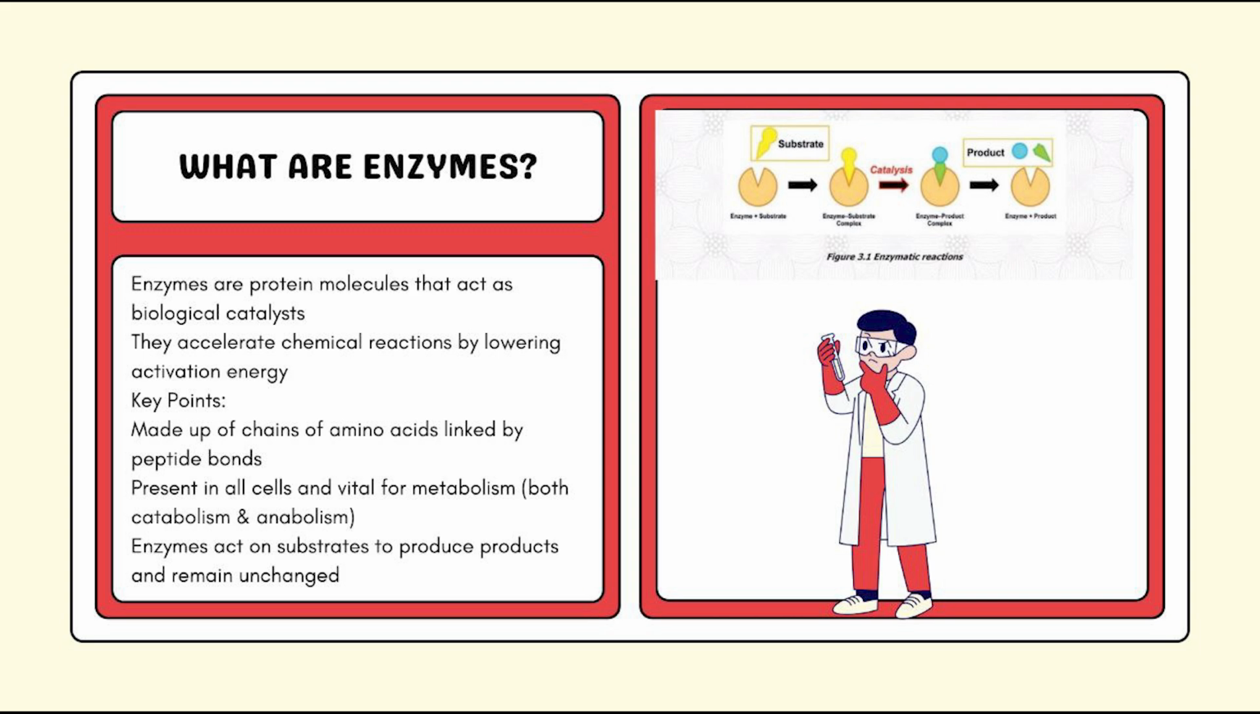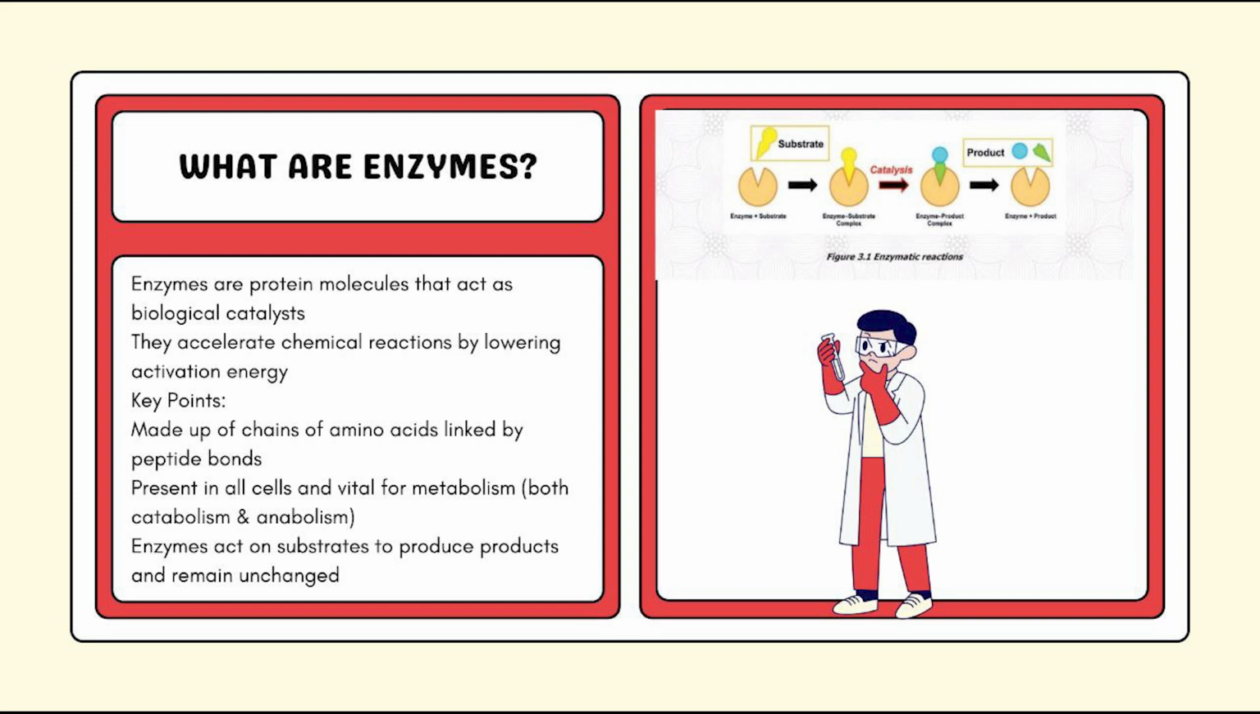They are found in every cell and are essential for metabolism, which includes breaking down molecules, or catabolism, and building them up, or anabolism. Enzymes bind to specific molecules called substrates, convert them into products, and then remain unchanged so they can be used again and again. If you check out figure 3.1, you will see a diagram of an enzymatic reaction in action.